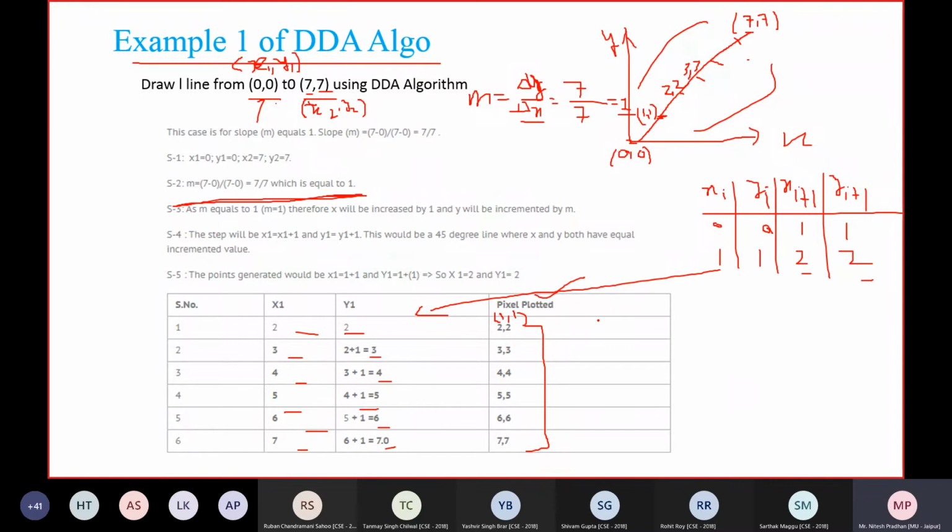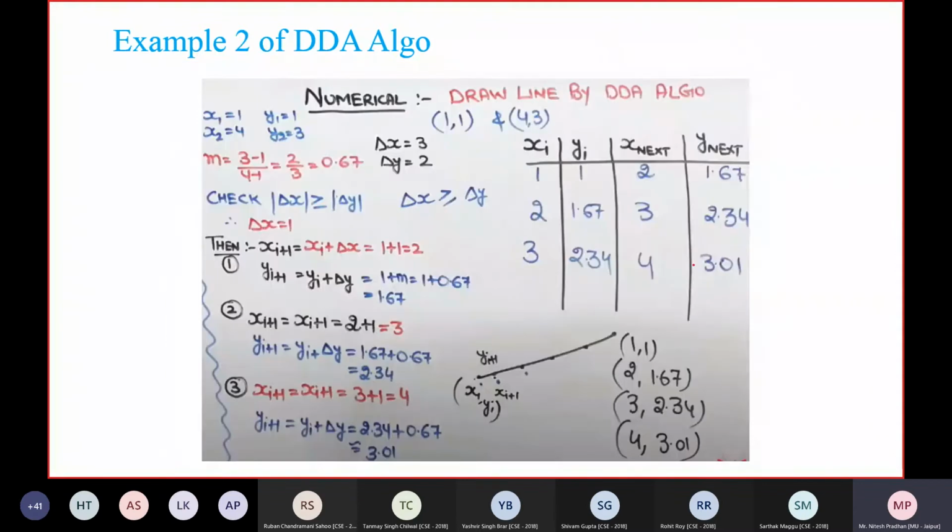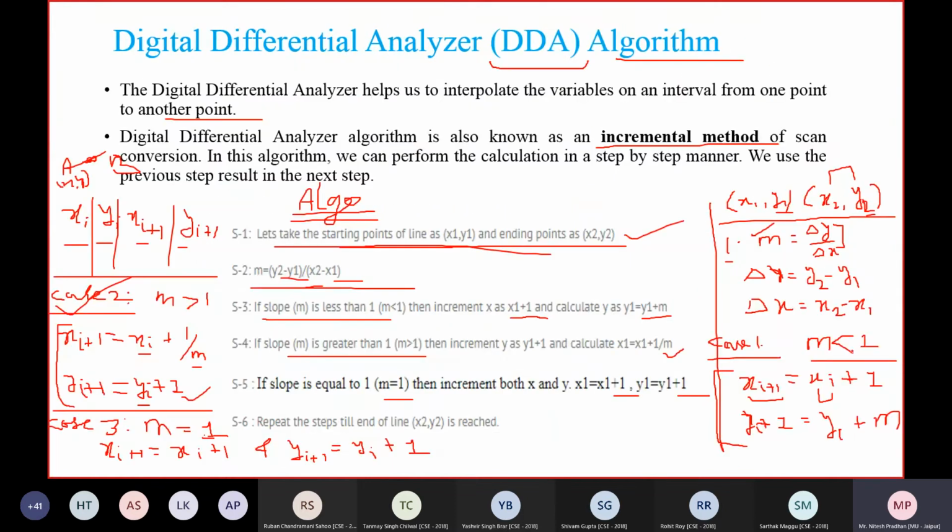Yes, sir. Now guys, the second example, which is also a very good example. In this example we have points like 1, 1 and 4, 3. So this is nothing but x1, y1, x2, y2. As per our equation, first of all, we'll find m, which is y2 minus y1 upon x2 minus x1. So it is now 0.67. Now it is basically less than 1. If it is less than 1, it means we have case 1. So in that case, what we'll do is increase x by 1 and y by m.